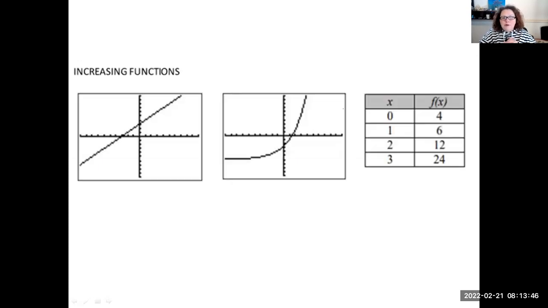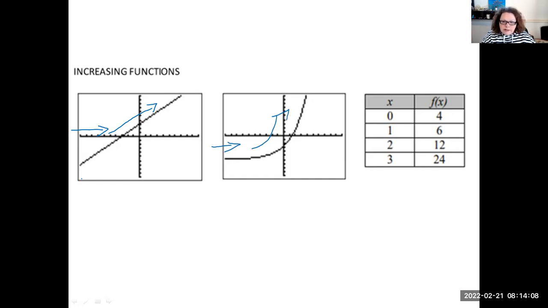All right, let's talk about increasing functions. If you were to put your finger on here and we're going left to right, what is happening to this line? Well, this one is moving up. So it's increasing. Same thing for this one, left to right. What's happening to this line? It's moving up. Again, increasing.